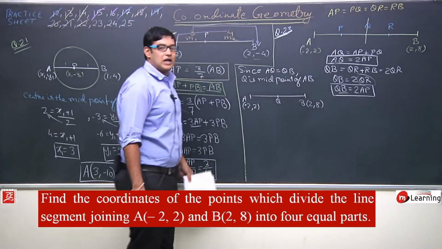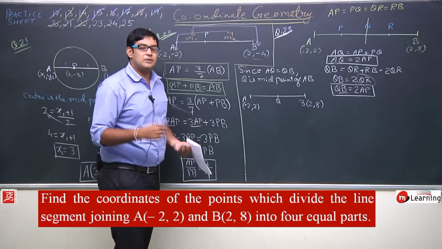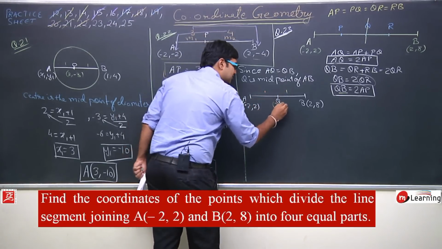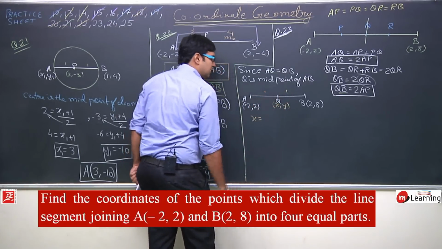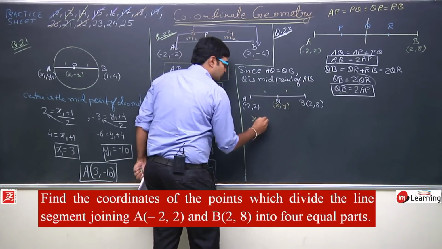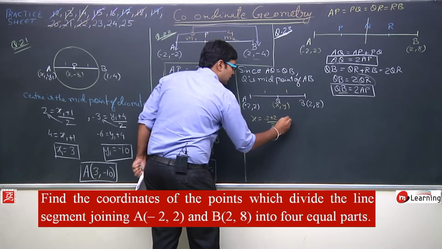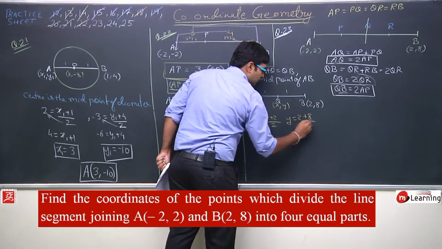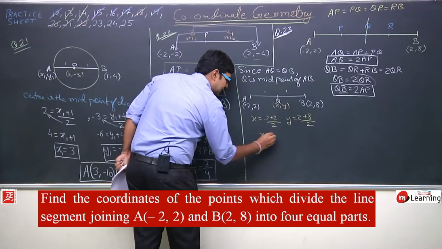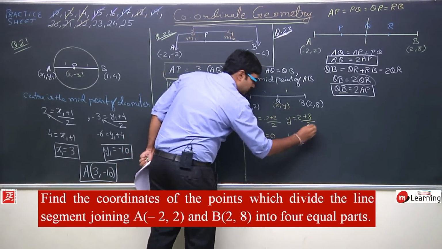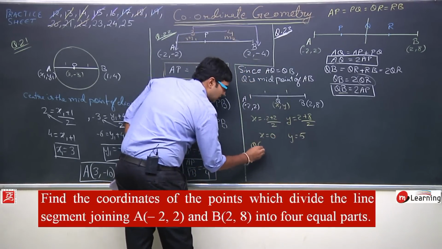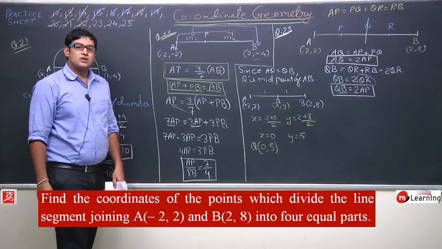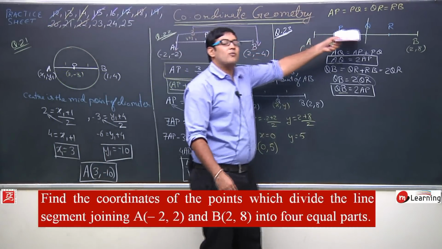Just apply the section formula, and the special case of section formula, that is the midpoint formula, because the ratio is 1:1. So let us say this is x comma y. The value of x will be equal to (-2 plus 2) upon 2, and the value of y will be equal to (2 plus 8) upon 2. So the x coordinate will be 0, the y coordinate will be 5. So the coordinates of point Q are (0, 5). Okay. In this way we have determined the coordinates of point Q.